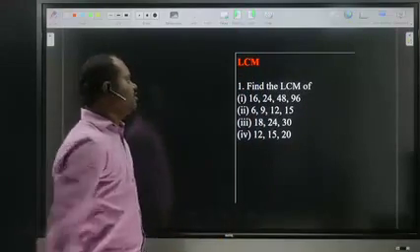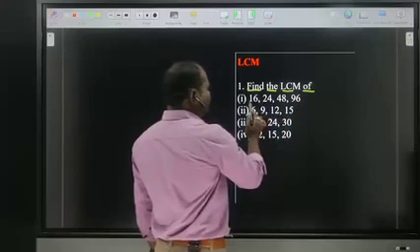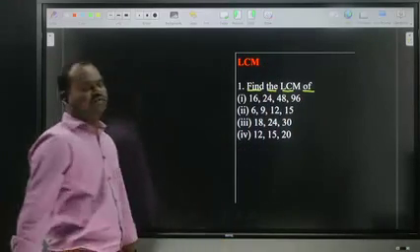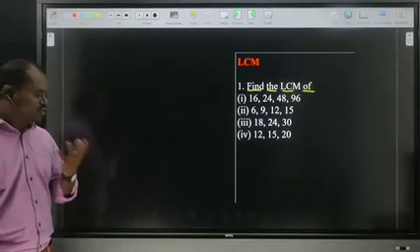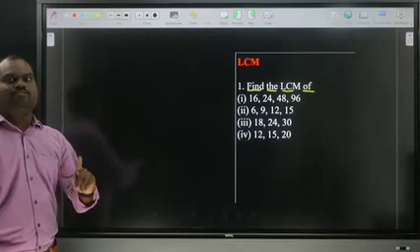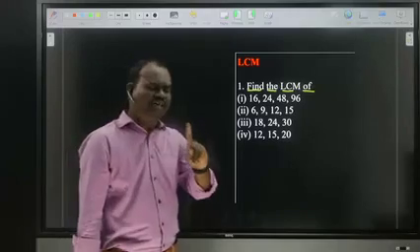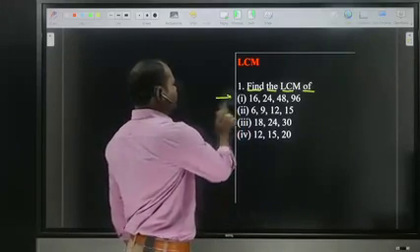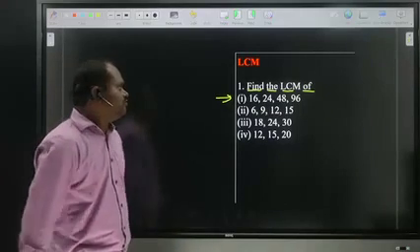Now we are looking to find the LCM of 16, 24, 48, 96. You can choose your convenient method. We can use the normal traditional method, the elimination method, or look at the highest number. Now I am going through elimination. For the first question, I am looking at elimination.